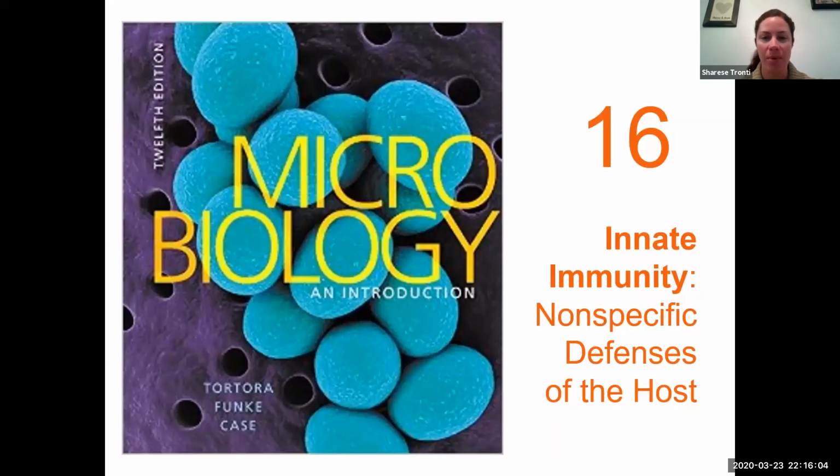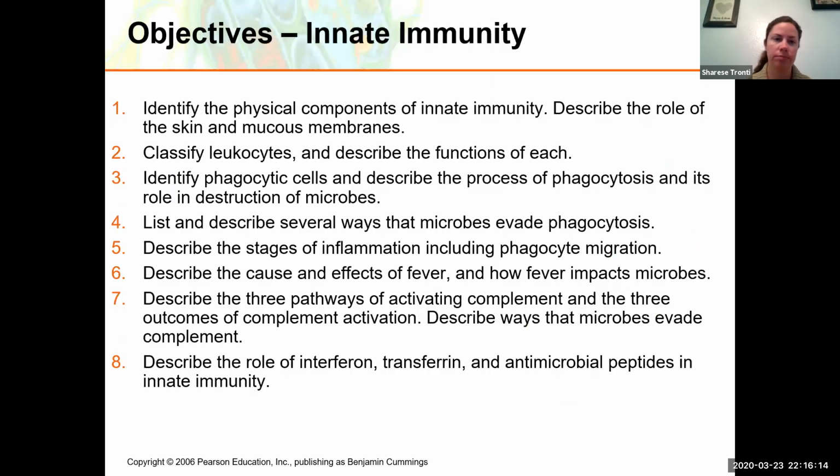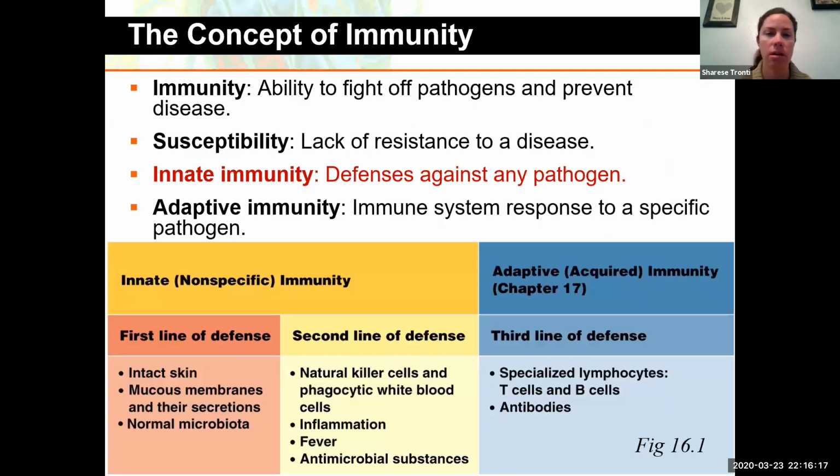All right, and welcome to our lecture on Chapter 16 on the innate immunity. So immunity is the ability to fight off pathogens by the body and to prevent disease. There's two main parts of immunity. There's the innate side and the adaptive side.